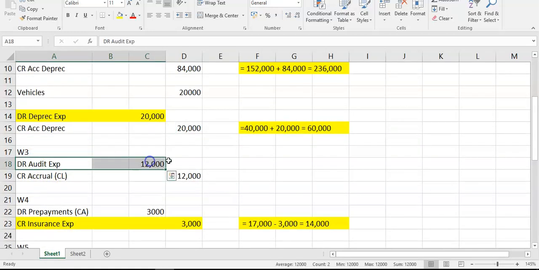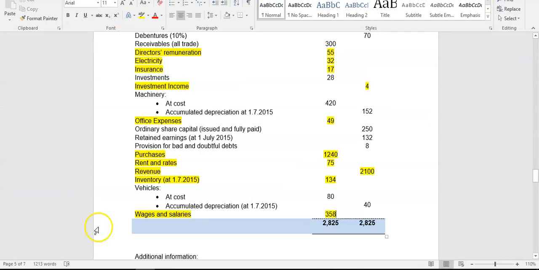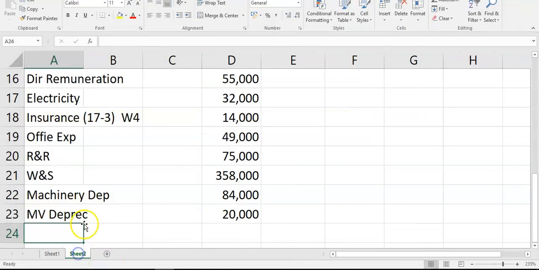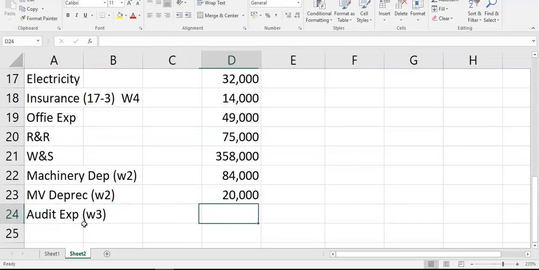Audit expenses, 12 has to go in. We've dealt with insurance, and bad debt expenses, 7 has to go in. So we're going to do those both as well. Just slot them in. Audit expense, that is working 3. And of course, I can reference those, working 2. Just get that discipline to show the examiner what working they're coming from. That's 12,000. And then bad debt expense.